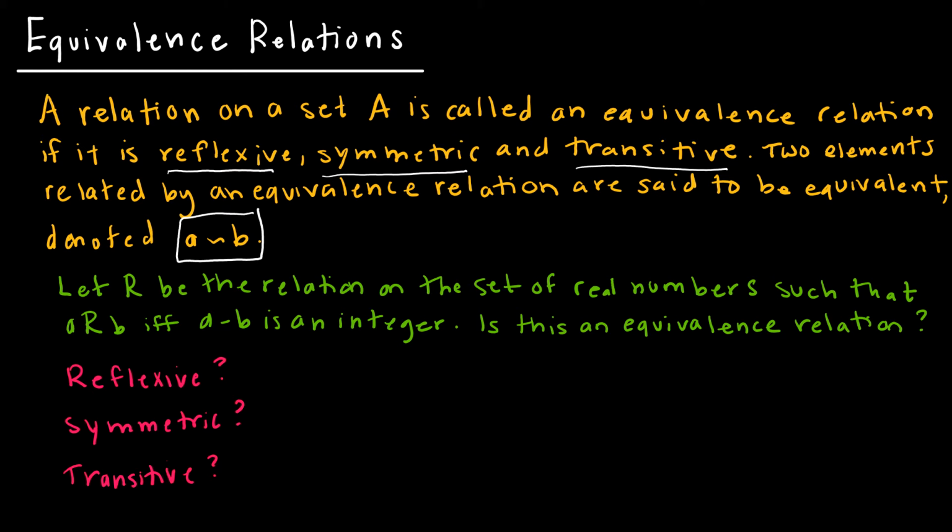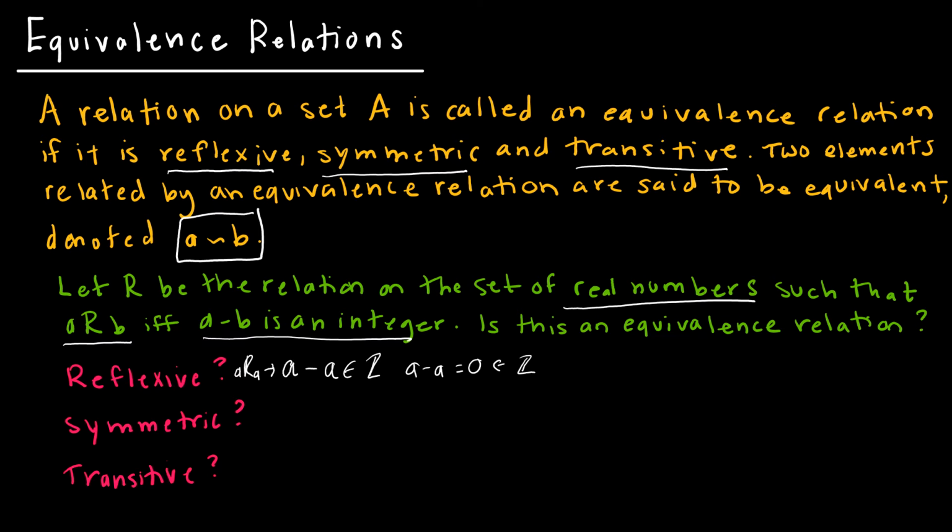So we'll start with this example where R is the relation on the set of real numbers such that, again we're starting with a real number and we're saying that A is related to B if and only if A minus B is an integer. So is this an equivalence relation? We'll start with the easiest property, which is the reflexive property. We're saying A minus A. So if A is related to A, that implies that A minus A is an integer. Well, we all know that A minus A is 0. No matter what A is, A minus itself is 0. And 0 is in fact an integer, so yes, this is reflexive.